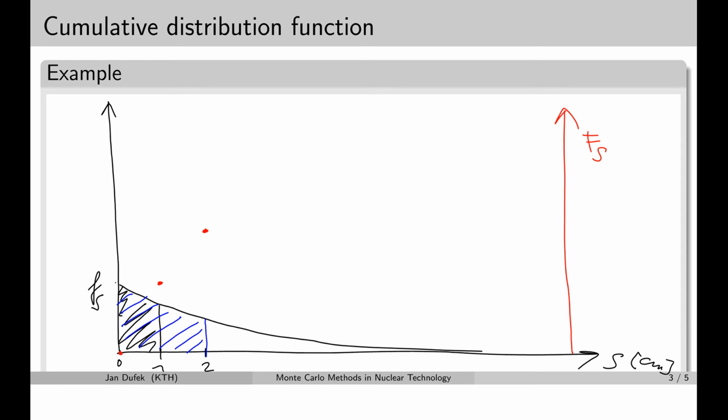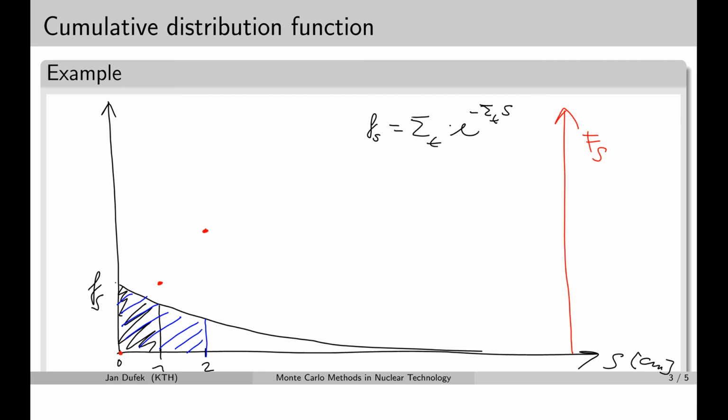It's better to calculate the cumulative distribution function analytically, and in this case it is very simple, because we know the equation for the probability density function. The probability density function in this case is the product of the macroscopic cross-section, the total macroscopic cross-section, and the exponential function with the exponent minus sigma t s. Note that the total macroscopic cross-section combines the macroscopic cross-section of all the nuclides in the material.